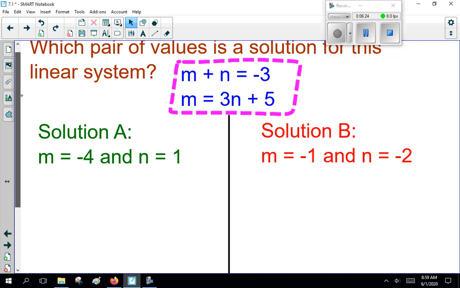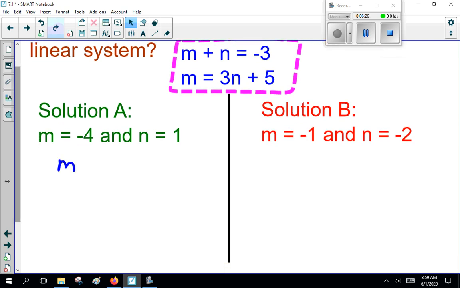Okay, so here's the two equations. Plugging the numbers in, m plus n equals minus 3. Double check and make certain I copied out the equation correctly. Every time I see m, I replace it with minus 4, and n I replace with 1. And I got minus 3 equals minus 3, so that works.